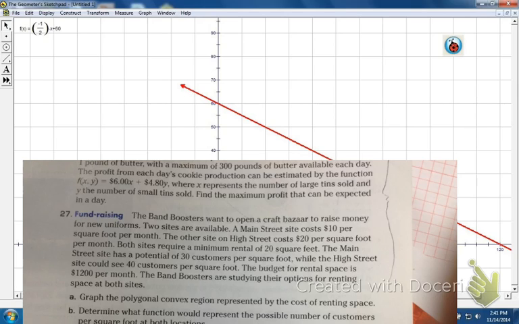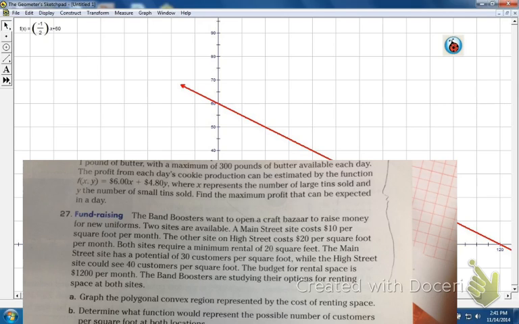The Main Street site has a potential for 30 customers per square foot. Okay, so what that's saying is you can fit 30 people per square foot, while the High Street site could see 40 customers per square foot. The budget for rental space is $1,200 per month. The band boosters are studying their options for renting space on both sides.